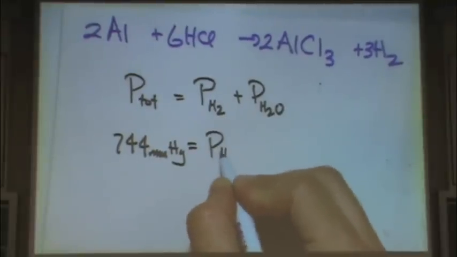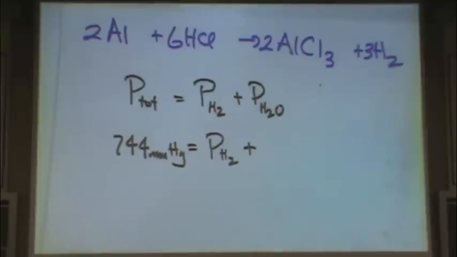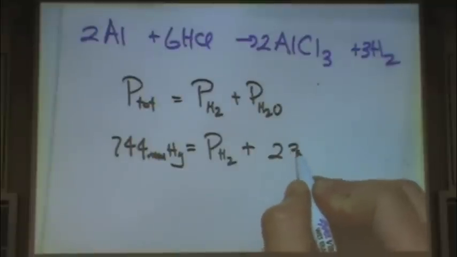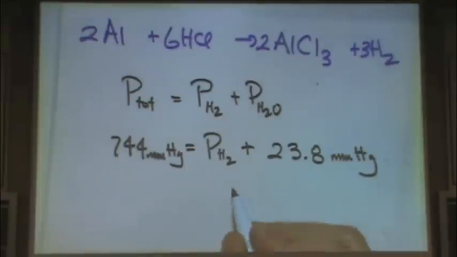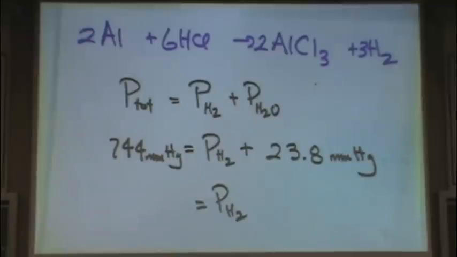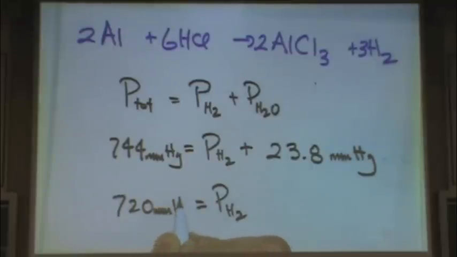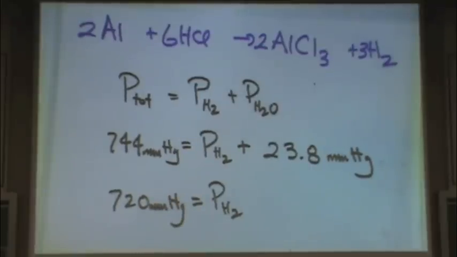The partial pressure of H2, that's what we want to know. The partial pressure of water, if it was not given, you'd look in the table, but that was given, and it's 23.8 millimeters of mercury. Okay? So you just solve by subtraction for the partial pressure of H2. Since I have the answer right here, I will just tell it to you. It turns out to be 720. Okay, that's the first part of the question, the partial pressure of H2.